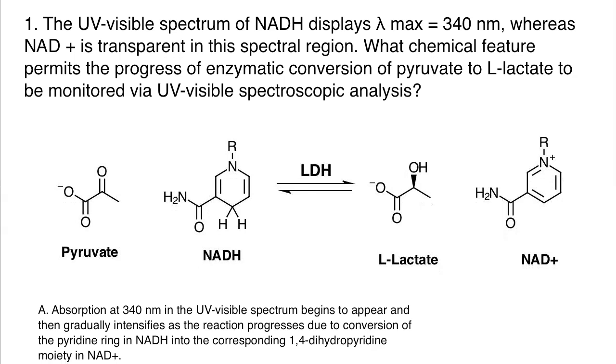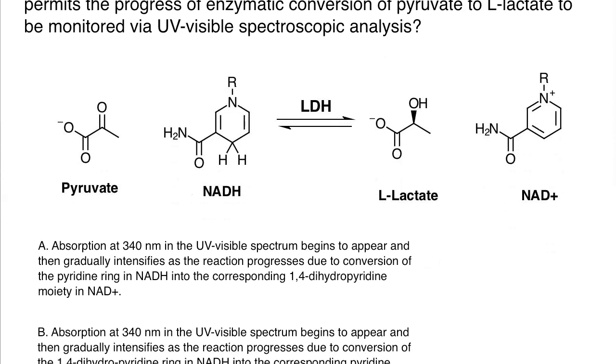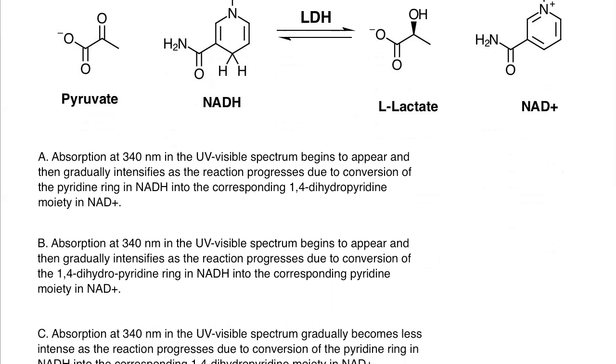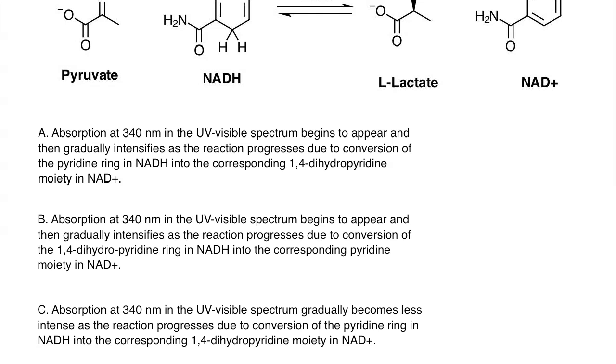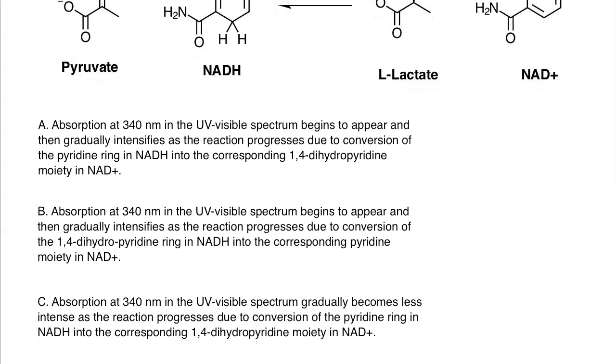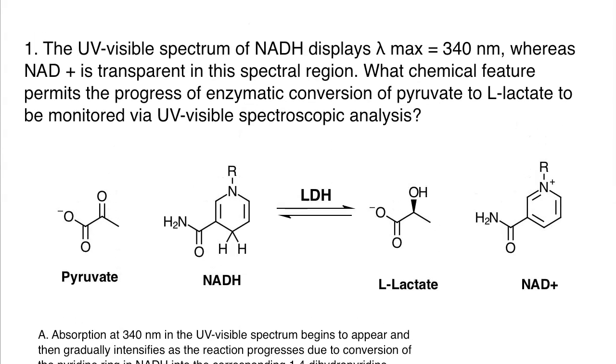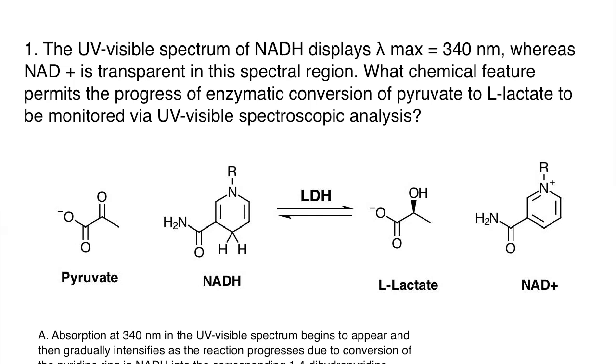All right, so hopefully you had a chance to work on these. We're going to go through these now. For question 1, if you take a look here, it says the absorption at 340 nanometers in the UV visible spectrum begins to appear, and then gradually, and we have to decide whether it intensifies or becomes less intense. Well, let's go and look at the question itself.